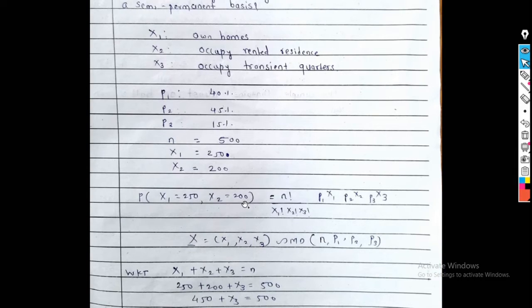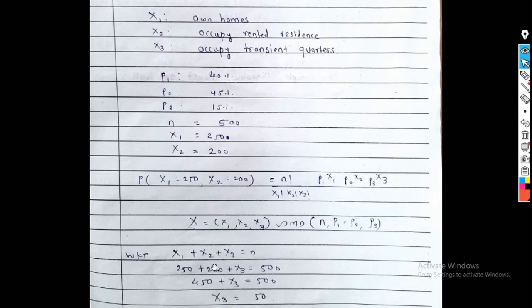We know that the PMF of the multinomial distribution is n factorial divided by x1 factorial, x2 factorial, x3 factorial, into p1 raised to x1, p2 raised to x2, and p3 raised to x3. Now the vector x contains three variables x1, x2, x3. It follows the multinomial distribution with parameters n, p1, p2, p3.